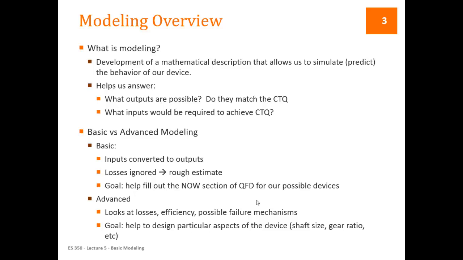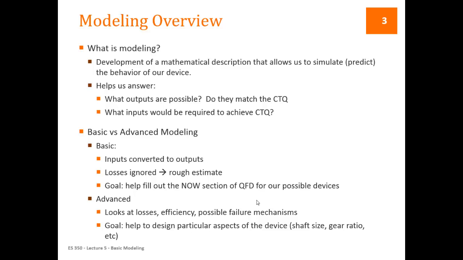So in this class we're going to do two different models. We're going to do a basic model and an advanced model. Right now we're doing the basic model. The goal here is to help us fill out the now section for our QFD, for all of our possible ideas. So take a look at your QFD, figure out what numbers need to be filled in there. That's what you're going to model. So that's your goal. For the basic model, you can ignore losses. You're coming up with a rough estimate. So you can ignore the fact that things aren't actually constant. You can ignore the fact that there's friction, there's losses.